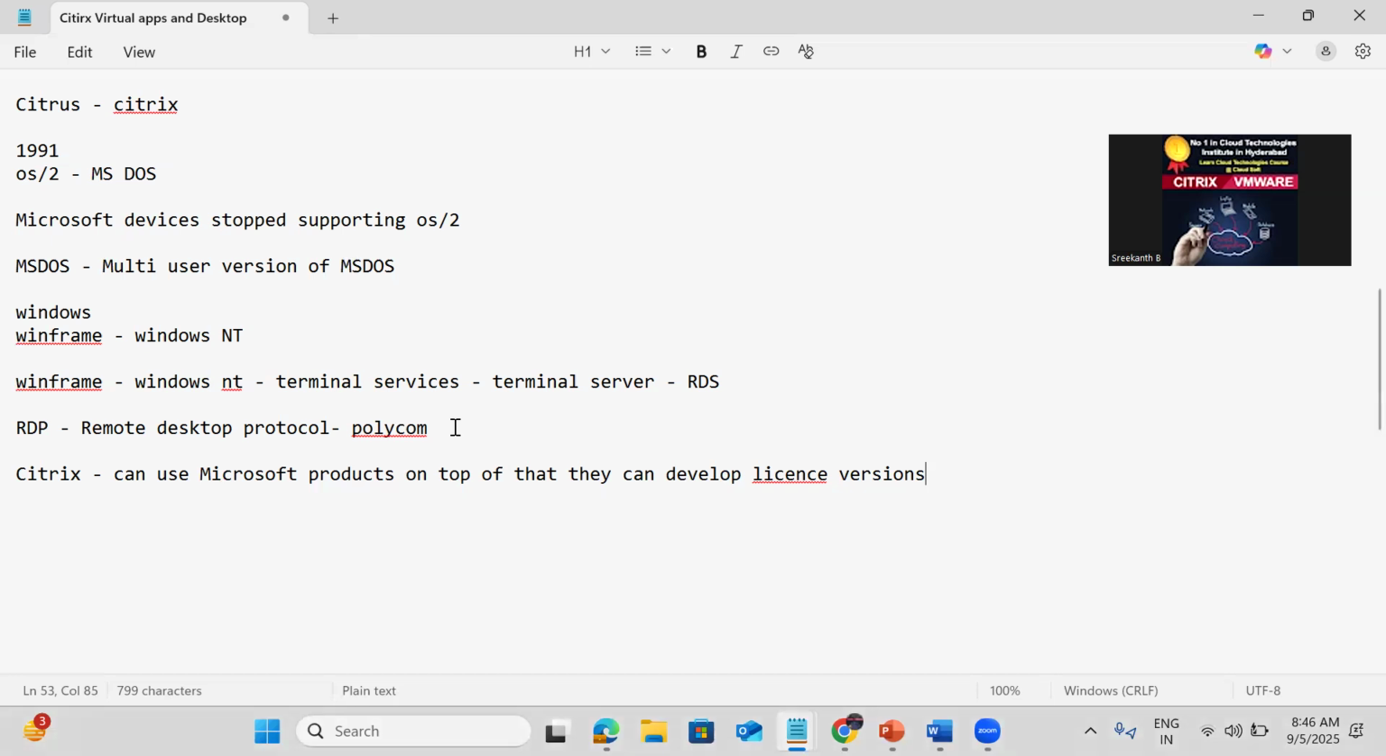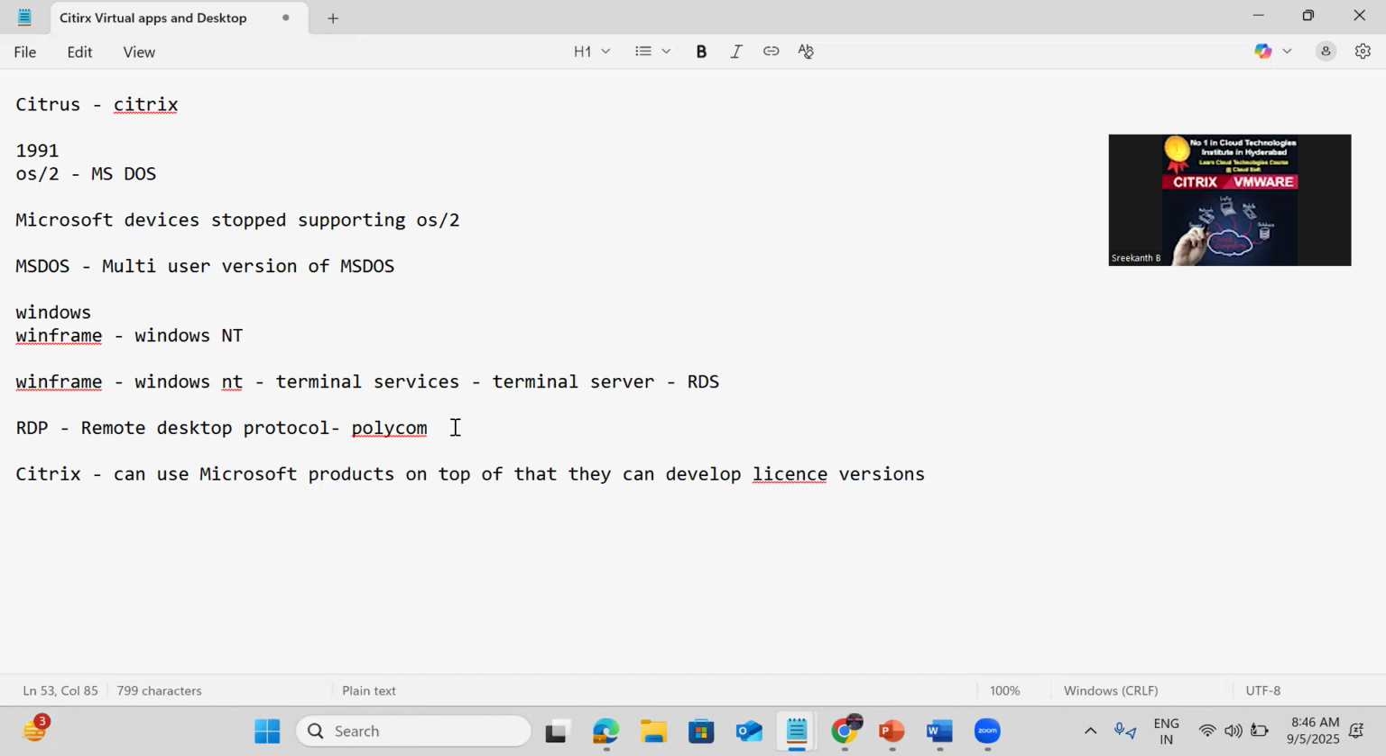On top of that, they can develop the products also. Okay, so that condition Microsoft has accepted because they don't want to go with the WinFrame. They want the complete multi-user version with the Windows NT. They want it on their own. And that's why they released the terminal server, later terminal services. Now it's called remote desktop services.